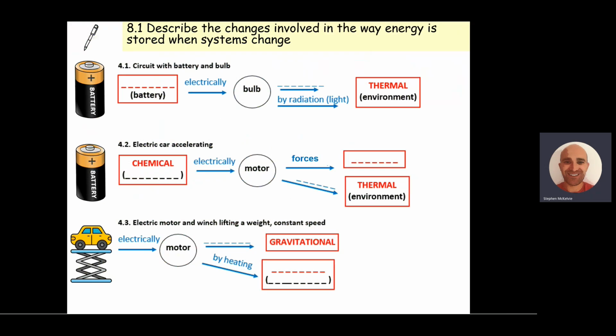There are 3 examples here that I would like you to have a go at. This is a chemical store. I just told you the answer. This is where I'd like you to write down the energy store, please. Here are where we have transfers. And anything in brackets is the object that we're talking about. This is the scenario: circuit with a battery and bulb, electric car accelerating, an electric motor and winch lifting a weight at a constant speed. These are the 3 scenarios, and they are the diagrams that I'd like you to fill in. Remember, you can only put stores here. You can only put transfers on the arrows.